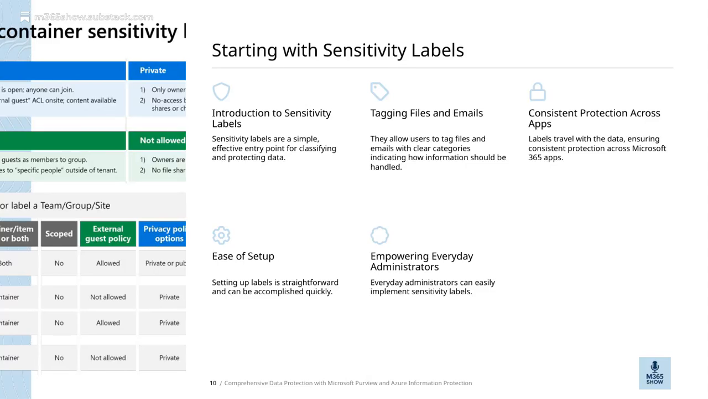Sensitivity labels also serve as a clear way for users to tag their files and emails with specific categories, indicating how that information should be handled, whether it's confidential, internal, or public. Overall, sensitivity labels are a simple yet powerful entry point for classifying and safeguarding your data, aligning perfectly with our goal of making data protection easier and more effective for everyone.